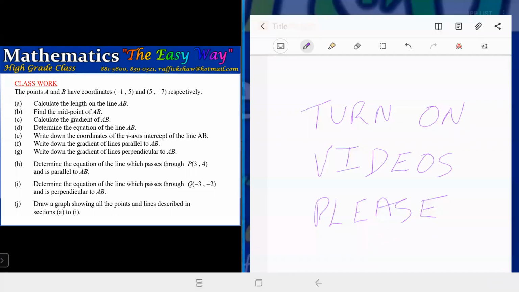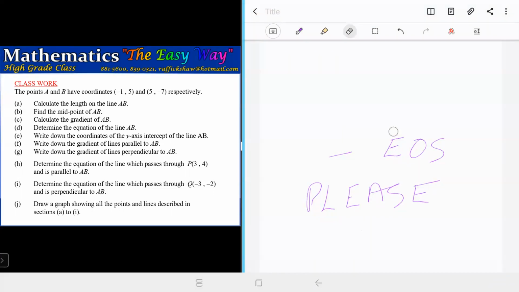Morning again, students. So as I said, we are finishing off the coordinate geometry. I was starting a new topic, which is inequalities and linear inequalities and linear programming in particular.